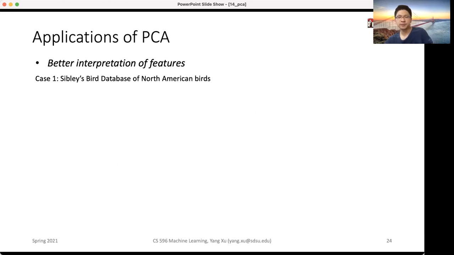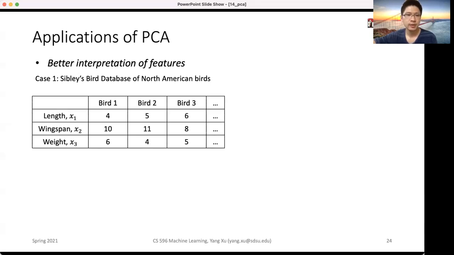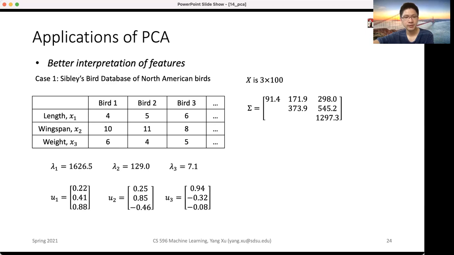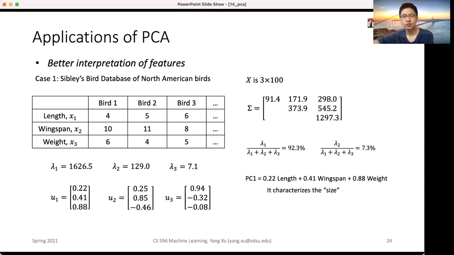The first application, let's look at this slide, is for better interpretation of features. Let's go back to the bird database. We have length, wingspan, and weight. If we compute the covariance matrix, it looks like this. And if we find the eigenvalues, it will be like this, and the eigenvectors look like this. So PC1 is 22% times length plus 41% times wingspan plus 88% times weight.